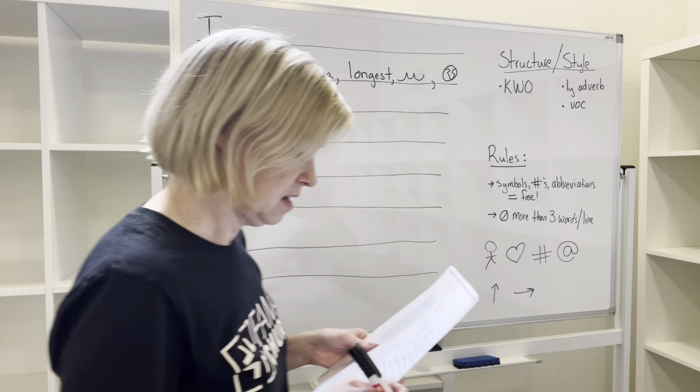And then, I forgot the other rule. Each word and symbol and number must be separated by a comma. That's the rule. We're separating by a comma. I knew I was missing a rule.